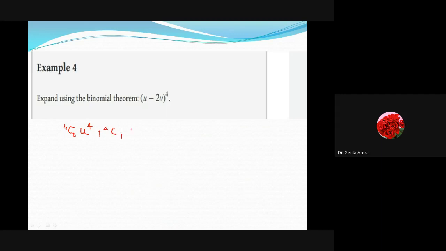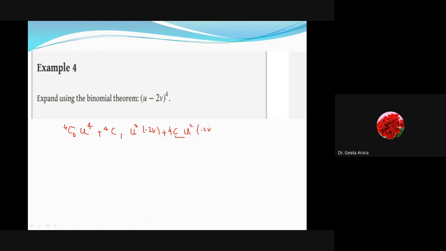into this u power is going to be decreased. From 4 we are going to get 3. Then we have minus 2v, which was not present in the first term, it's going to be present here because here we have 1. Then we have 4C2 and u power is going to be u raised to power 2, and then we have minus 2v raised to power 2.